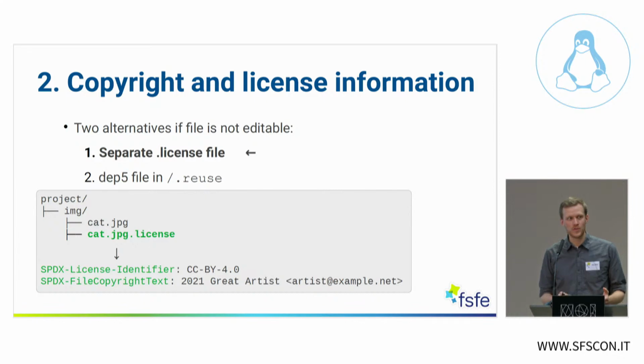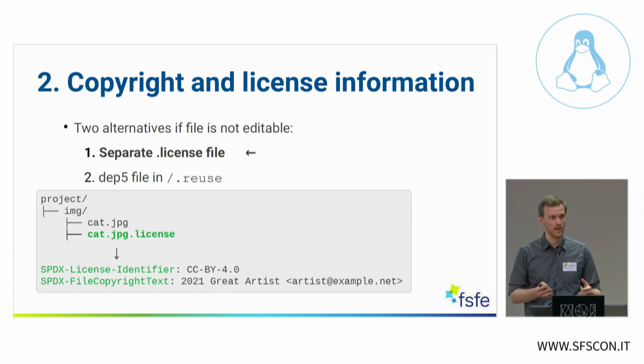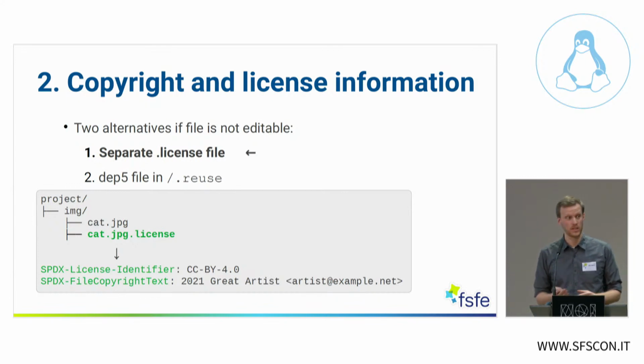What can you do if you cannot edit the file directly? So ideally, the information would be in the file, because then if you copy the file to another place or to your own repo, you would conserve this information. But sometimes it's not possible. You have a binary file like a picture, or you have a JSON file that does not support in-file comments. So in this example, we have a picture called cat.jpg. So you can just create a plain text file with the same name and append it by .license. Inside of this file, you write the very same information that we've seen in the previous step, namely a license identifier and the copyright text, or the copyright line.